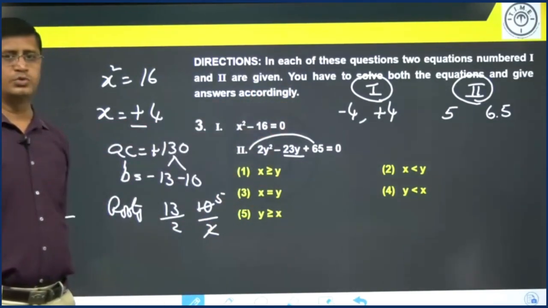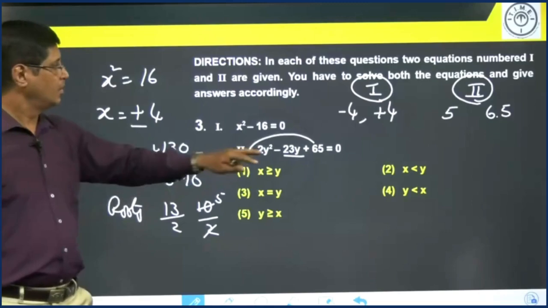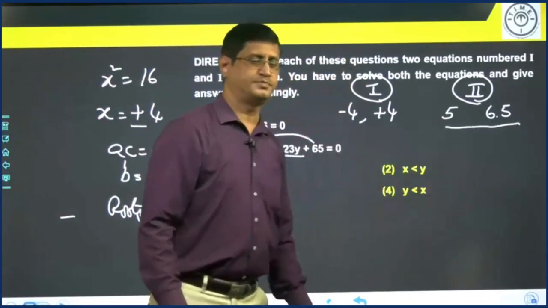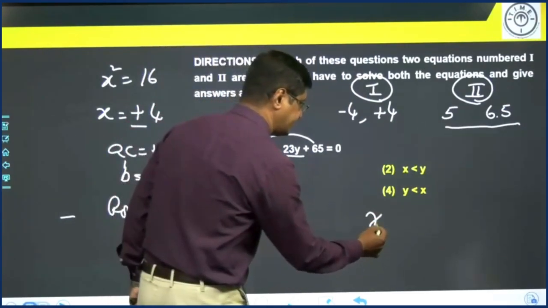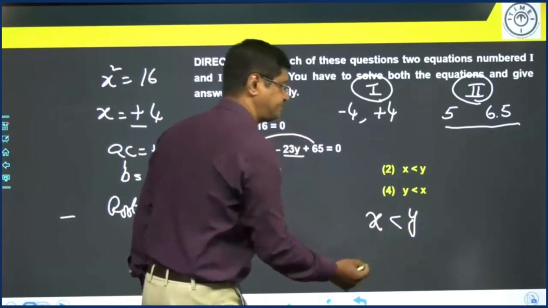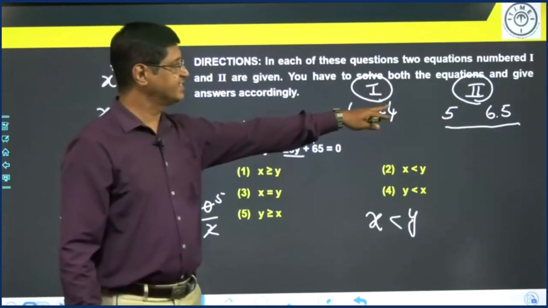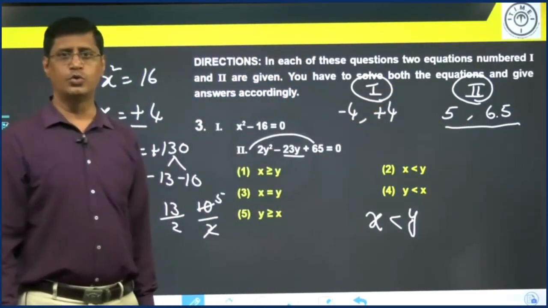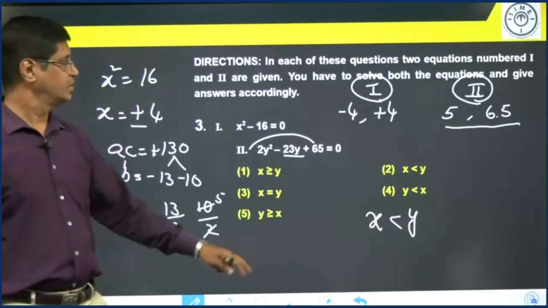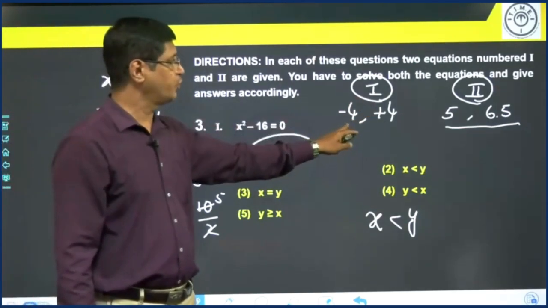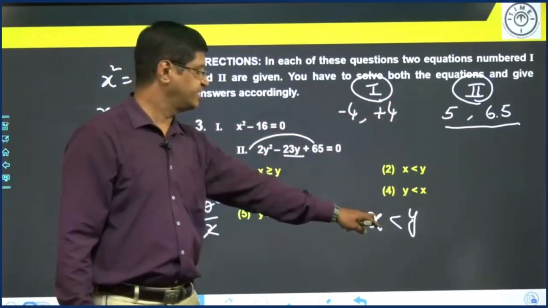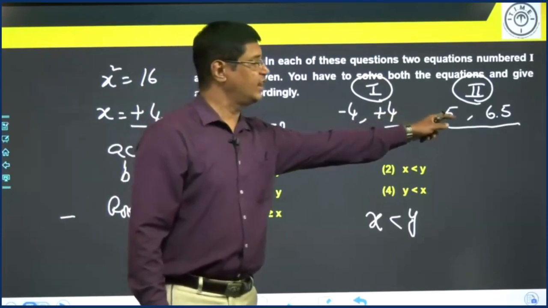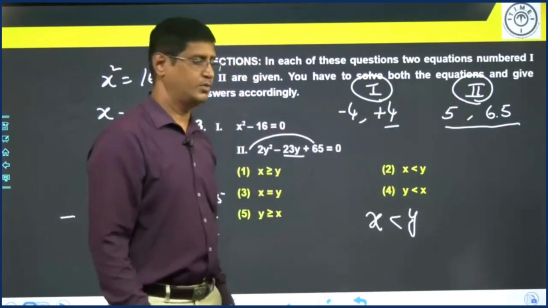Now, just observe the roots. What is the comparison? Minus 4 is a negative. Negative values are less than the positives, which means x is less than y. Minus 4 is less than both the roots of the second quadratic equation. So minus 4 is less than 5, minus 4 is less than 6.5. So x is less than y. What about 4? 4 is also less than 5 and 6.5.